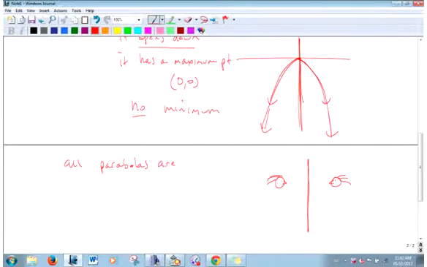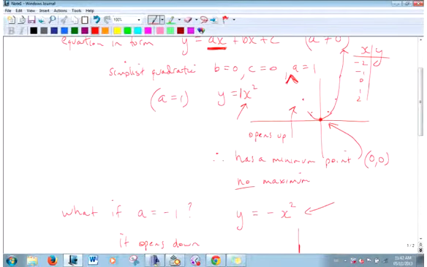All parabolas are symmetrical. Okay? There's symmetry going on. The left-hand side looks like the right. I don't care if it opens up or opens down, the left side is exactly the same as the right.